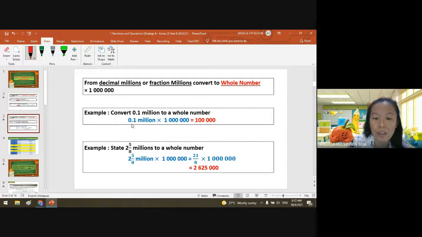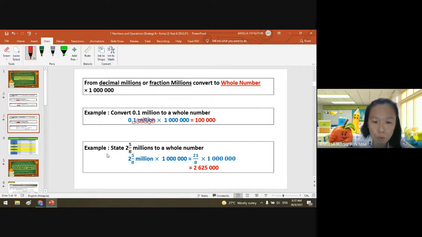So we start from here. For example, 1, 2, 3, 4, 5, 6. You can add 0 here, 1, 2, 3, 4, 5. Add another 5 zeros to make it 100,000.